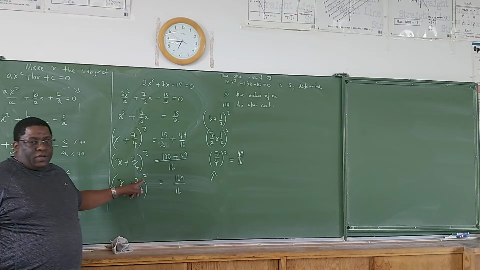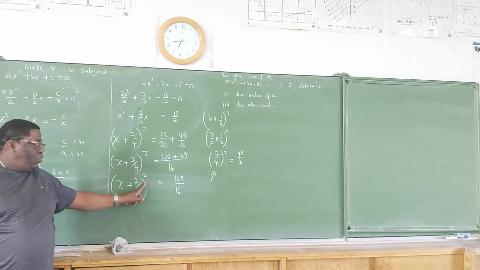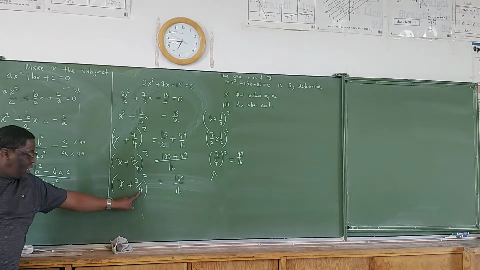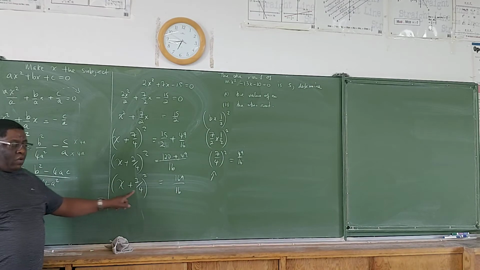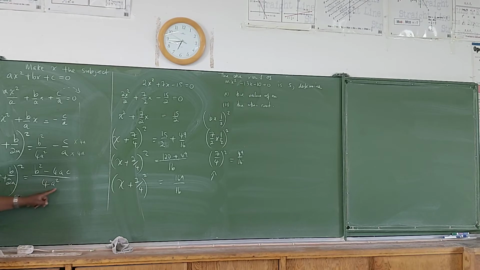Get rid of the square root. The denominator should be the same as what this denominator will be. The square root of 16 must be 4. The square root of 4a squared should be 2a. The denominator must be exactly the same there.